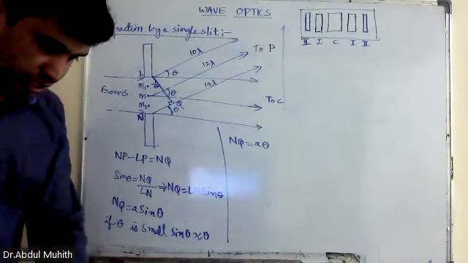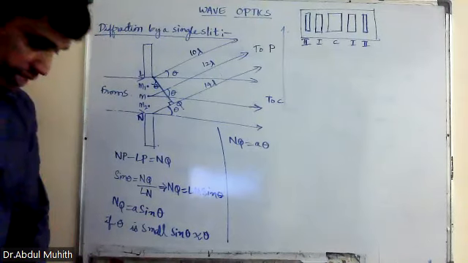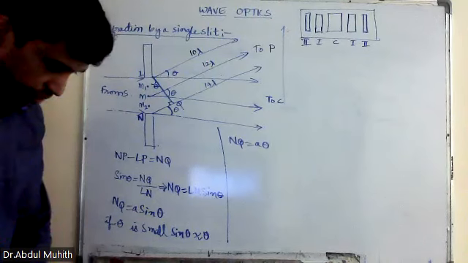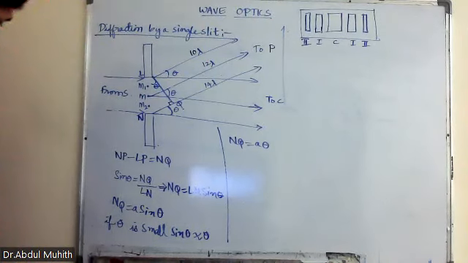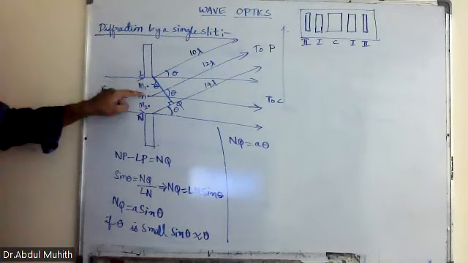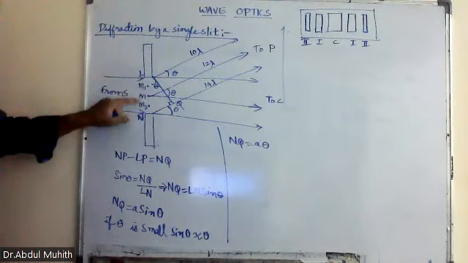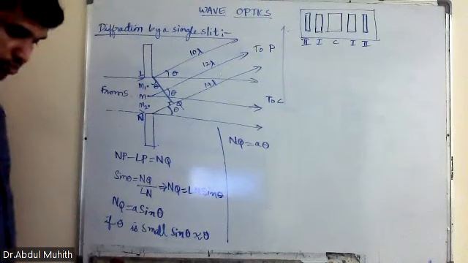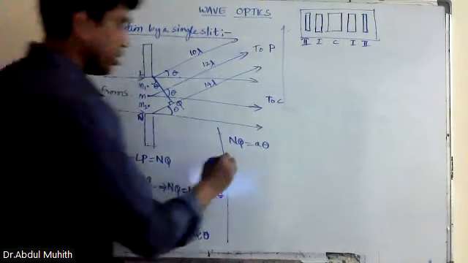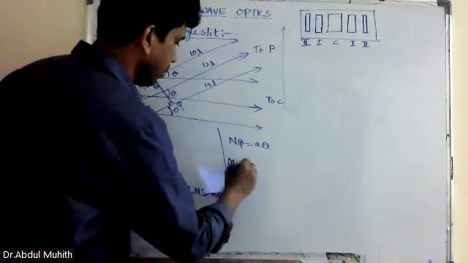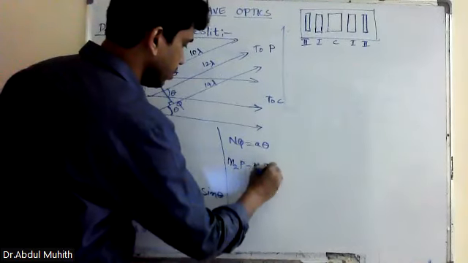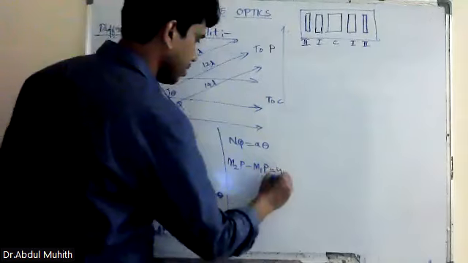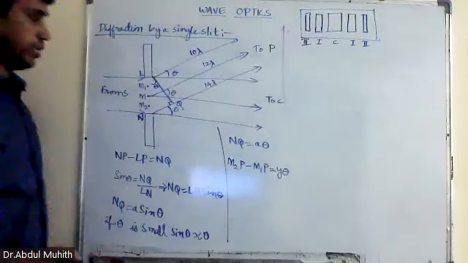Okay. Now here we are going to the second case. What did we get here? Theta is equal to n lambda. So therefore, next one. Suppose M1 and M2 are the midpoints. M1 is the midpoint of LM. M2 is the midpoint of MN. So what happens here? M2P minus M1P is equal to Y into theta.